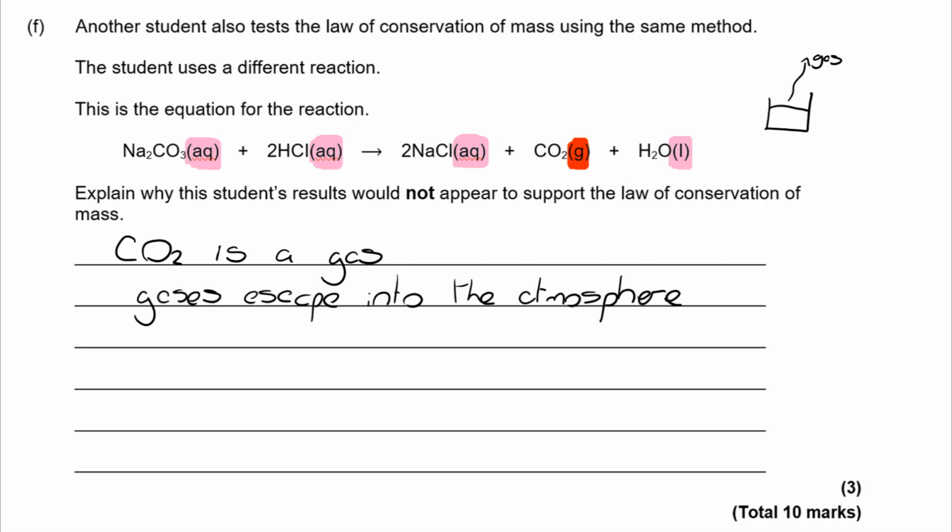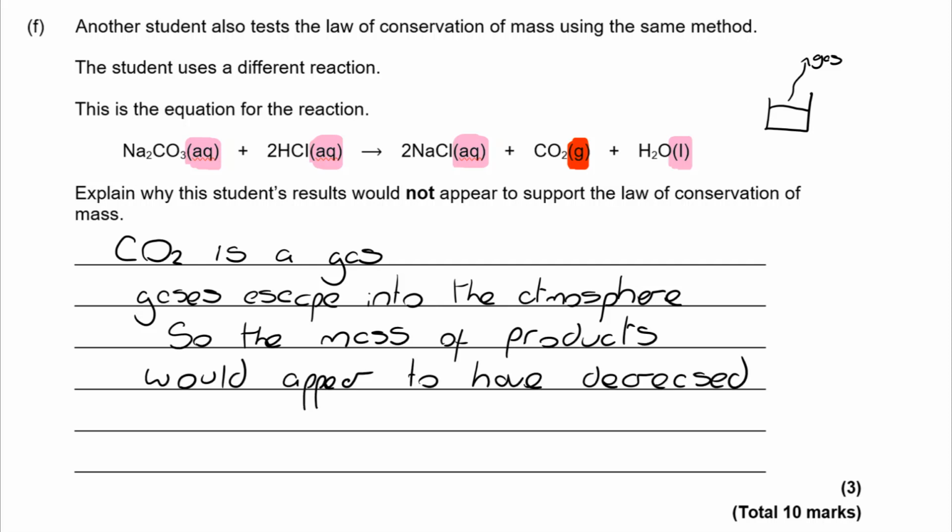And we know that if you make a gas, from the effervescence, the gas will escape into the atmosphere. And if the gas escapes, that means that we aren't able to measure the mass of it. So it would appear that the mass has gone down, and the mass would be lower than the law of conservation of mass would suggest it would be.